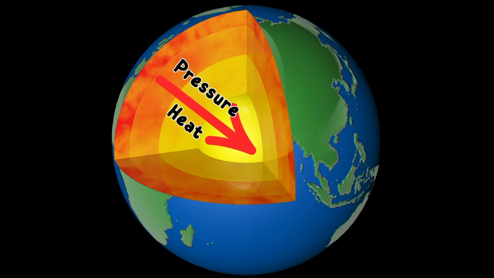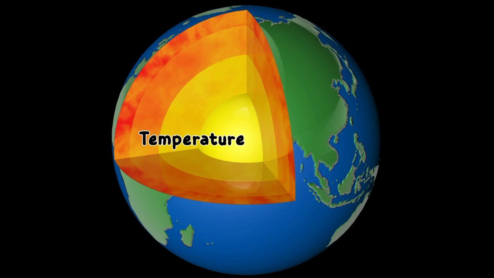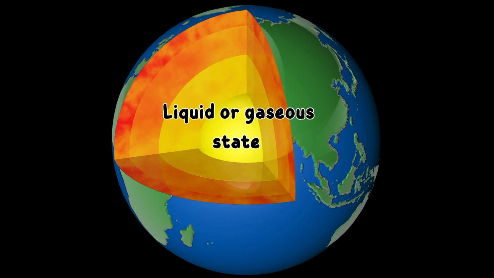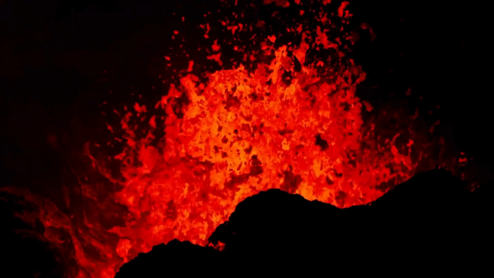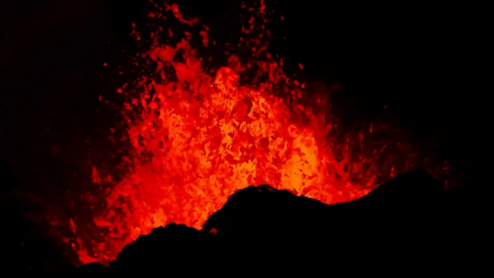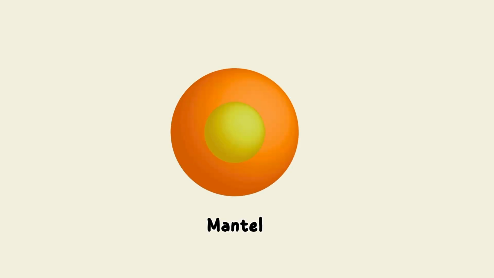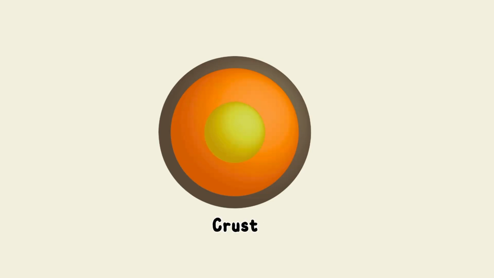Pressure and heat gradually increase from the surface of the Earth to the interior of the Earth. Thus, the temperature of the Earth's interior is very high. Hence, the elements here are in liquid or in gaseous state. As we discussed, there are mainly three layers of the Earth called core, mantle, and crust.